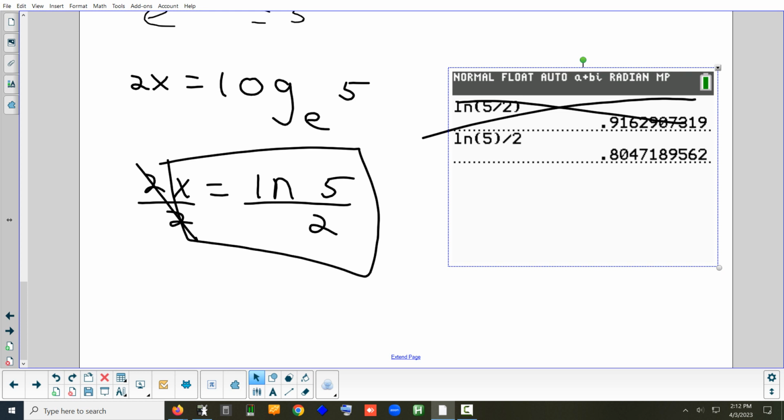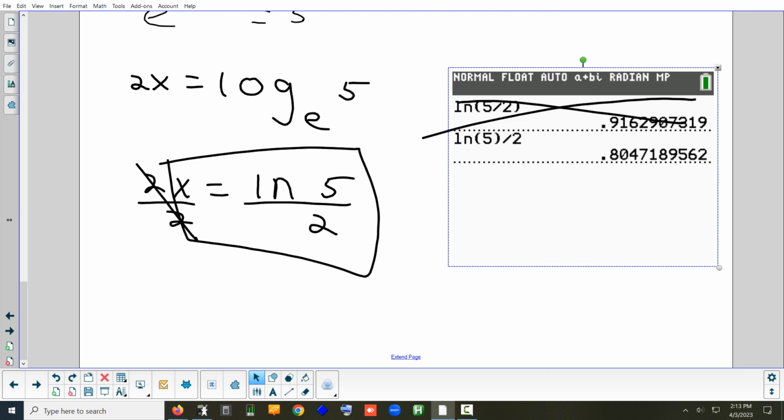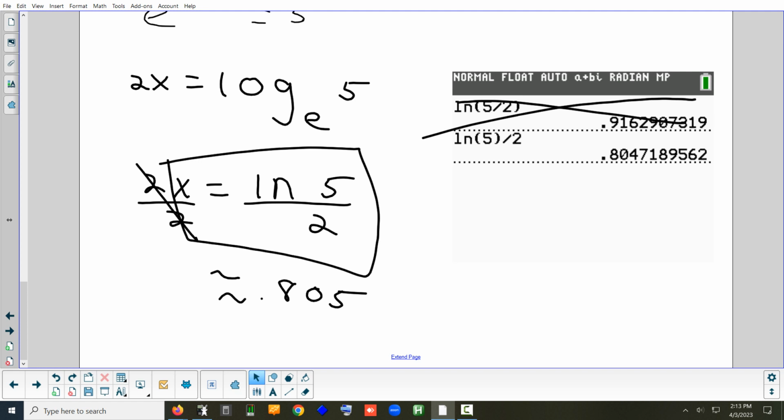So anytime you press the ln or you press the log button, it's going to open a parenthesis. When you're done typing in your argument, you need to close it, or it won't come out there. So what is that? 0.805. Any questions on that?